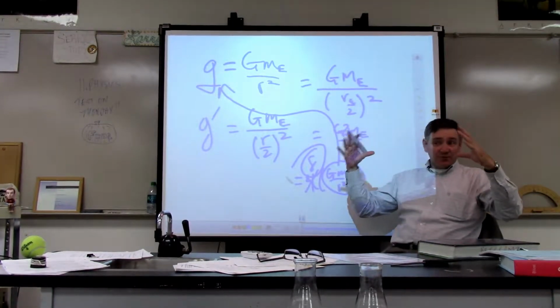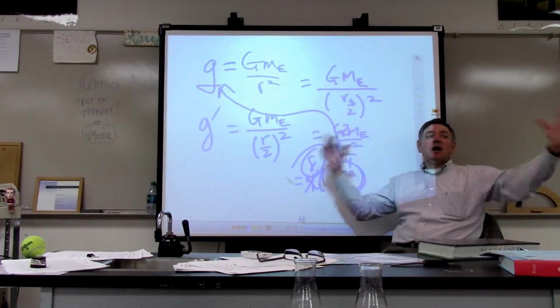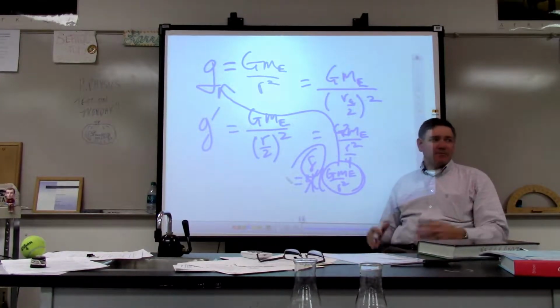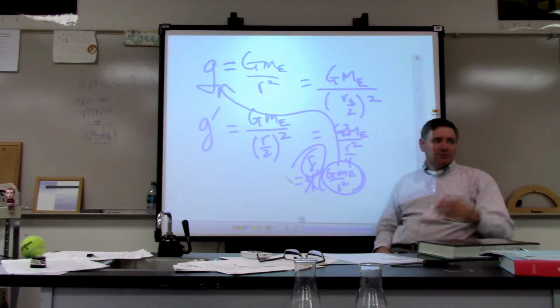Now, what if I kept the radius the same, but just doubled the mass of the Earth? Then what would happen to G? Then it would just double.